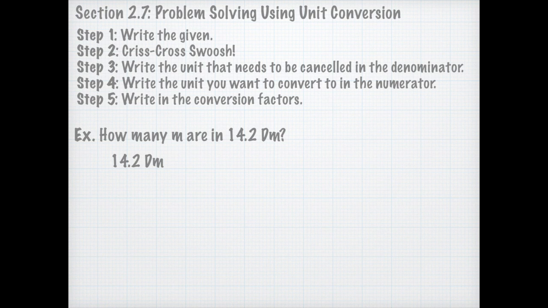And you're going to write the unit that needs to be canceled in the denominator. So I'm going to crisscross swoosh with that line, and I'm going to put decameters on bottom because I'm trying to get rid of that unit. Then I'm going to put the unit I want to get into up top, which is meters. And then I need to write the conversion factor. Well, there are 10 meters in 1 decameter. And so I'm going to just end up multiplying 14.2 by 10, and that gives me 142 meters, and that's all there is to it.